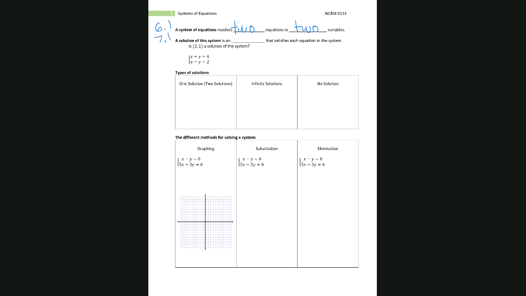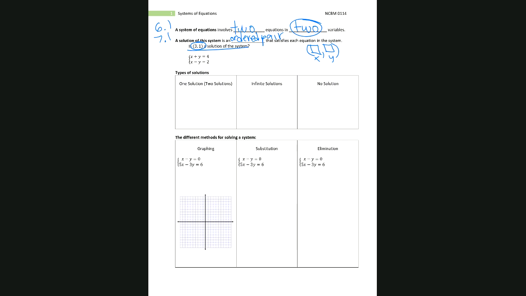Now, a solution of the system is an ordered pair, just like the ordered pair we have here, (3, 1). Because we have two variables, we have to have two numbers. Typically we use the variables x and y. The first number gives you the x value, and the other one gives you the y value.